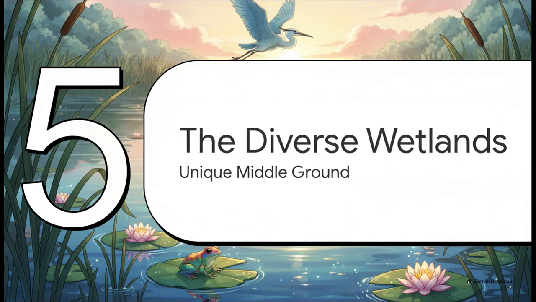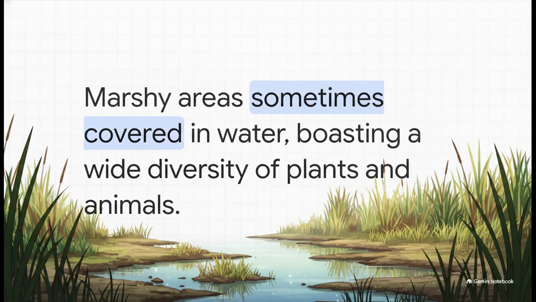Section 5. The diverse wetlands. Let's introduce the really unique middle ground of aquatic ecosystems. Wetlands are fascinating because, well, they refuse to fit into a neat box. They beautifully bridge the gap between land and water. These are marshy areas that are only sometimes covered in water. And because of this constant fluctuation, never fully submerged but never completely dry, wetlands boast an incredibly wide, unique diversity of plants and animals that have fully adapted to this shifting middle ground.